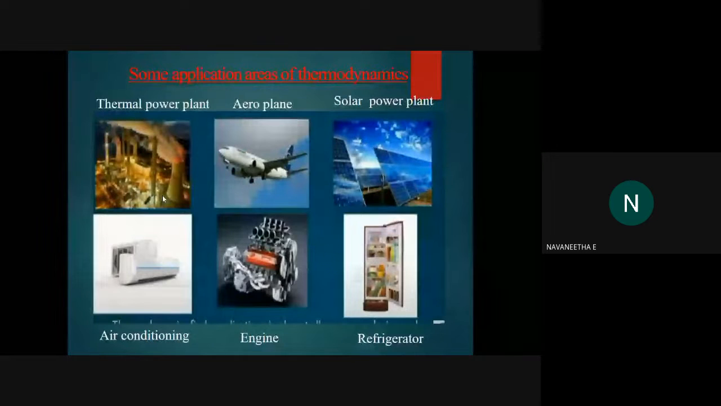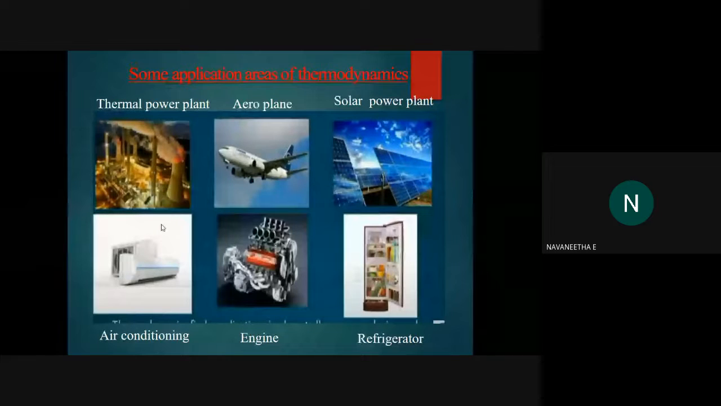Let us have a look at the applications of thermodynamics. First, the thermal power plant. What is the process here? In a thermal power plant, thermal energy is used, and by some method of work we convert this thermal energy into electrical energy. Here one form of energy is changed into another usable form by doing some external work.